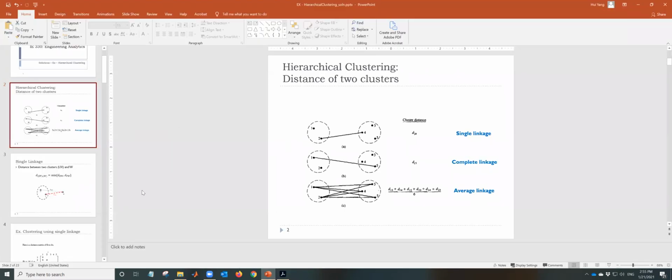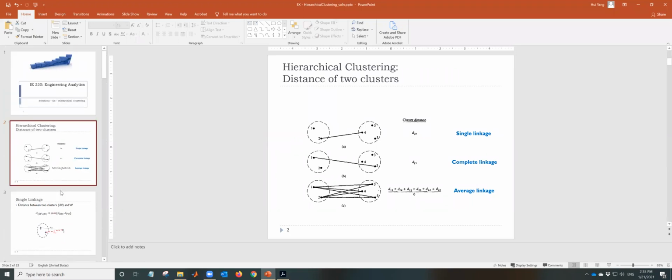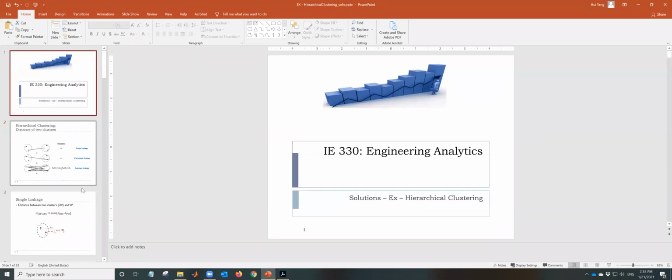Okay, so now we finished this exercise on hierarchical clustering. Hopefully this exercise gives you a better idea of how to do hierarchical clustering. It's a very straightforward example. I will post this solution online together with this exercise.